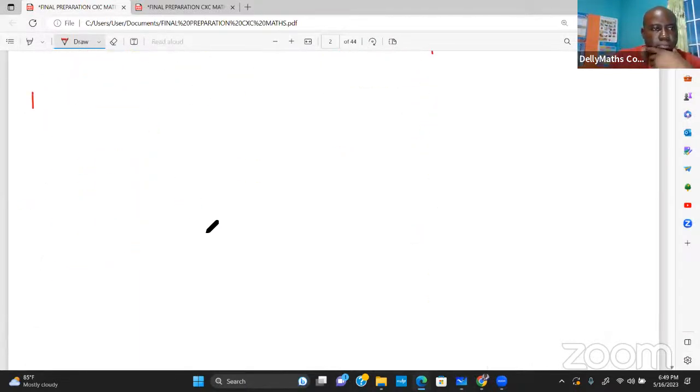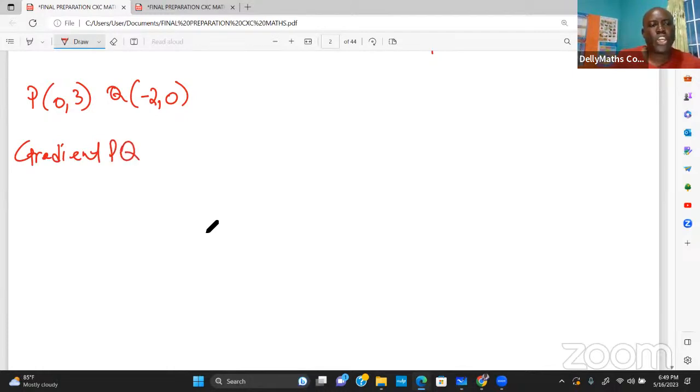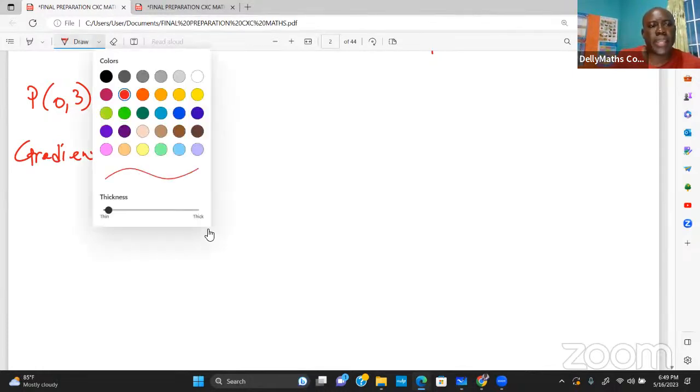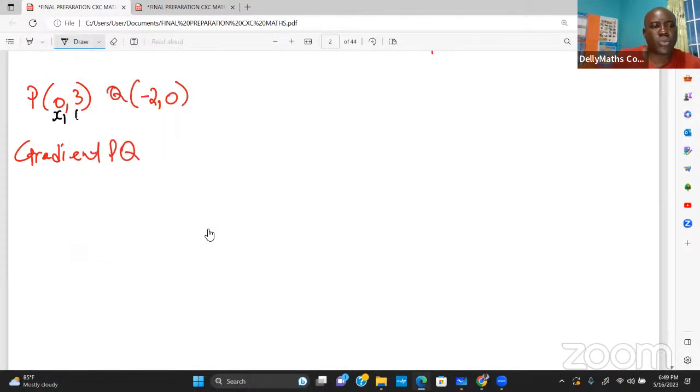All right, so P was (0, 3) and Q was (-2, 0). Now, we want to find the gradient PQ. Please be reminded that when we're going to find gradient, what you want to do is take some time to label your points quickly. X1 goes with Y1. You might be asking which one is X1, anyone you decide, but make sure X1 goes with Y1, and wherever you pick X2, it goes with Y2.